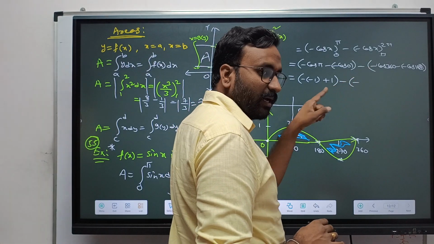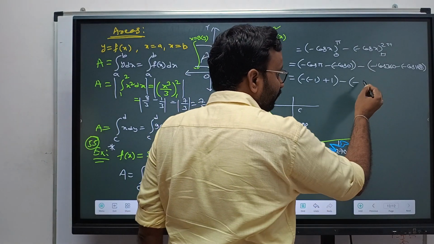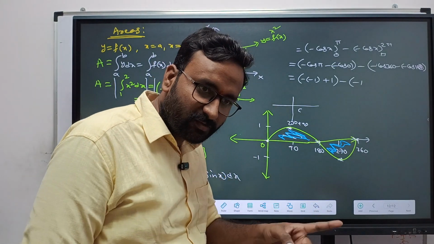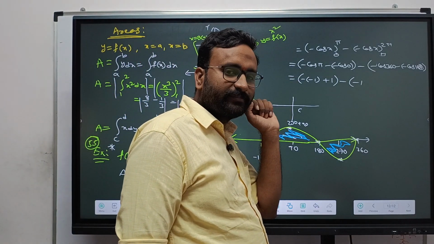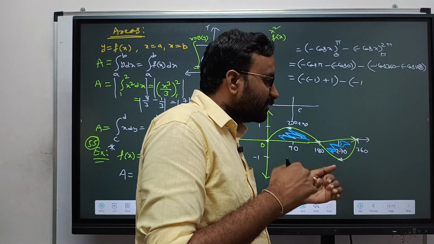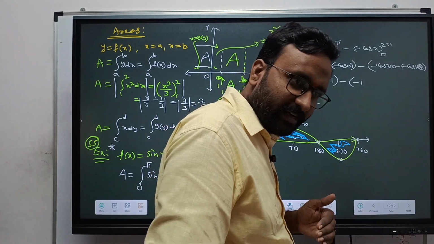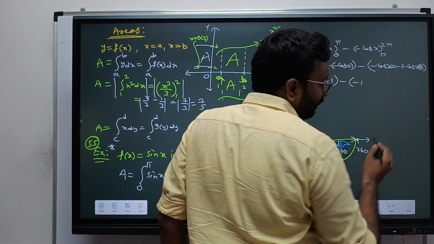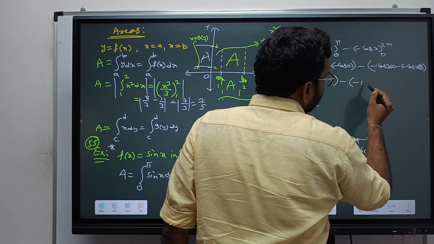And now for 270, it will become sine. So sine 90. What is sine 90? 1. So what is the value of cos 360? Plus 1. Cos 180 is minus 1. Cos 0 is plus 1. The order is 0, 180, 360. Continue here: cos 180 is minus 1, so minus into minus, plus into minus, minus 1.